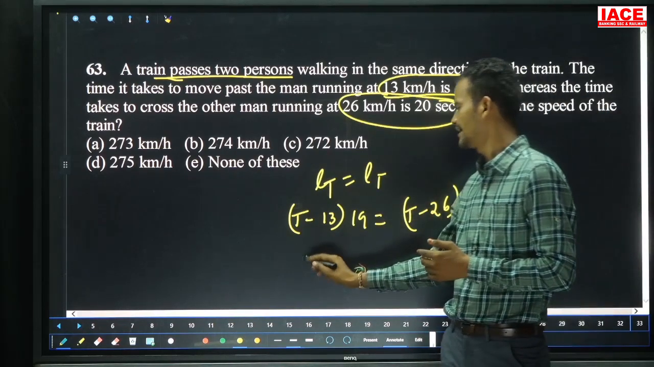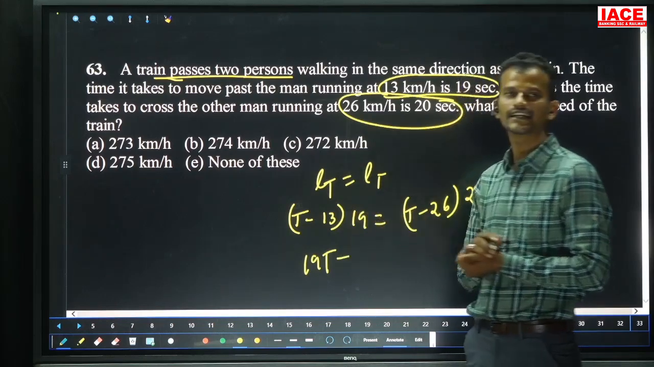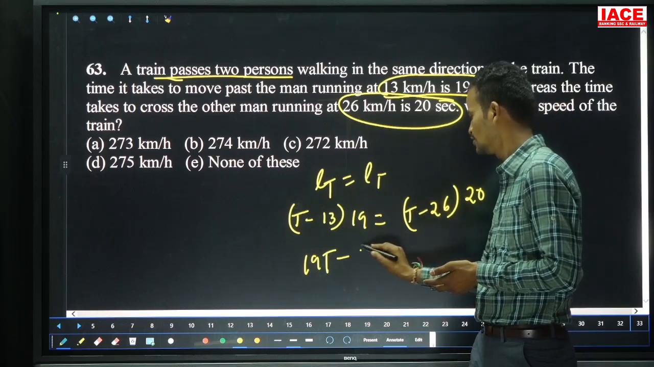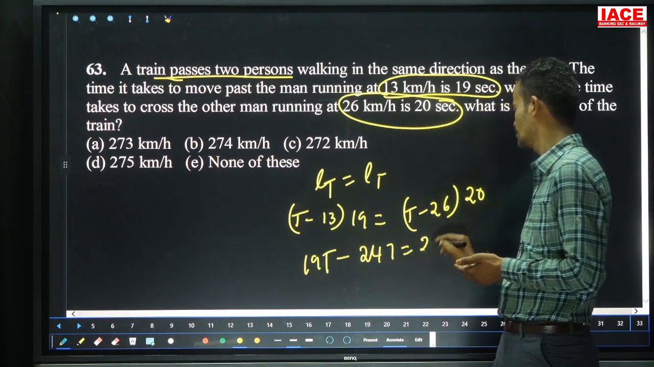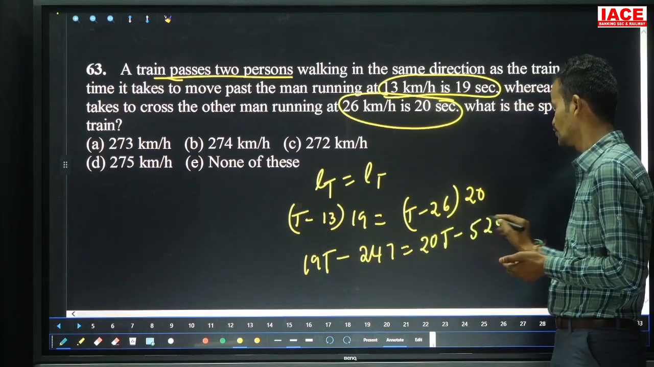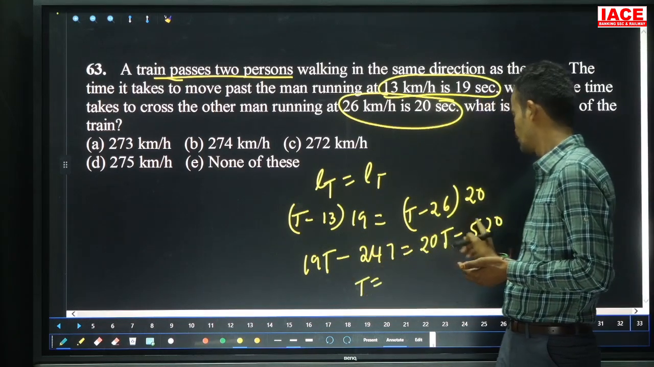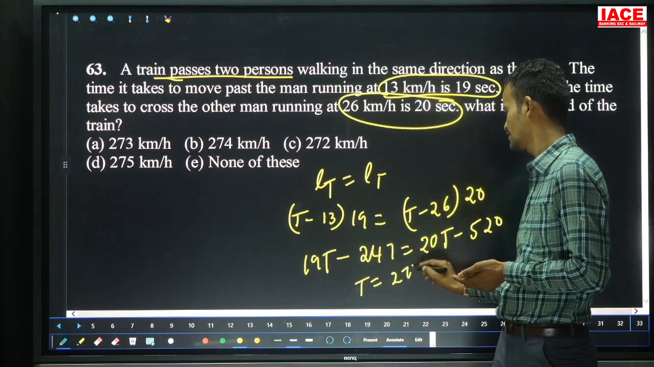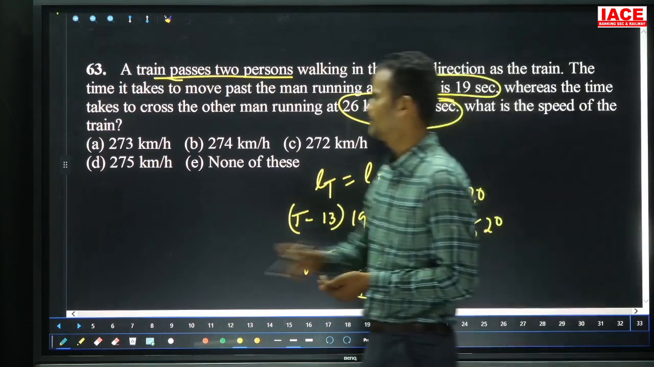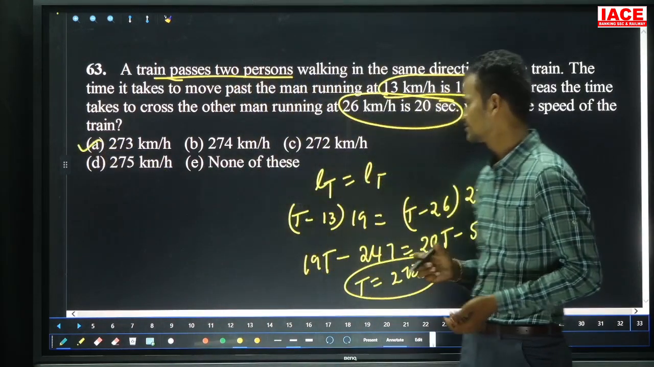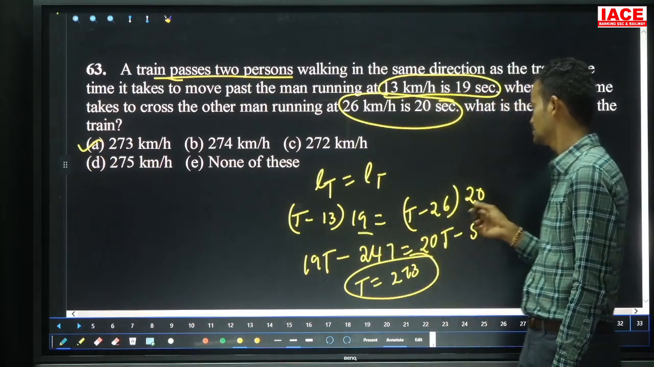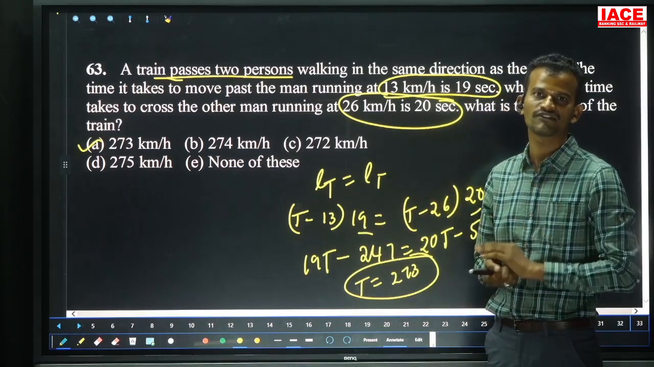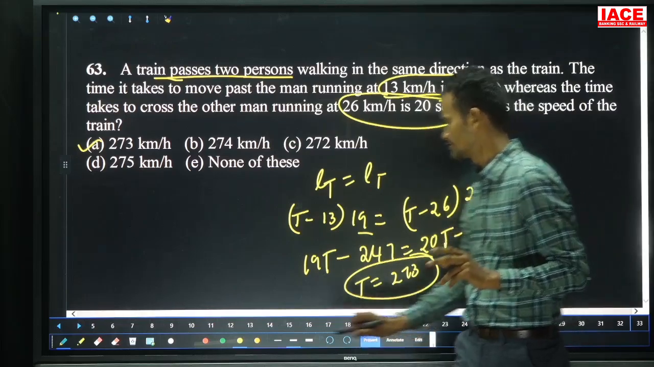Listen, sir. 19t, 19 into 13: 13 tens are 130, 13 nines are 117, 130 plus 117 is 247, equal to 20t minus 520. If you take this to the other side, t will become 520 minus 240, 280. 280 minus 7, 273. What is the speed of the train, sir? 273 kilometer per hour. I think everyone is getting a doubt. Here this is in 19 seconds, this is in 20 seconds, and these are in kilometer per hour. When you are equating the distances, there is no problem of conversions. Okay, clear? See the next one.